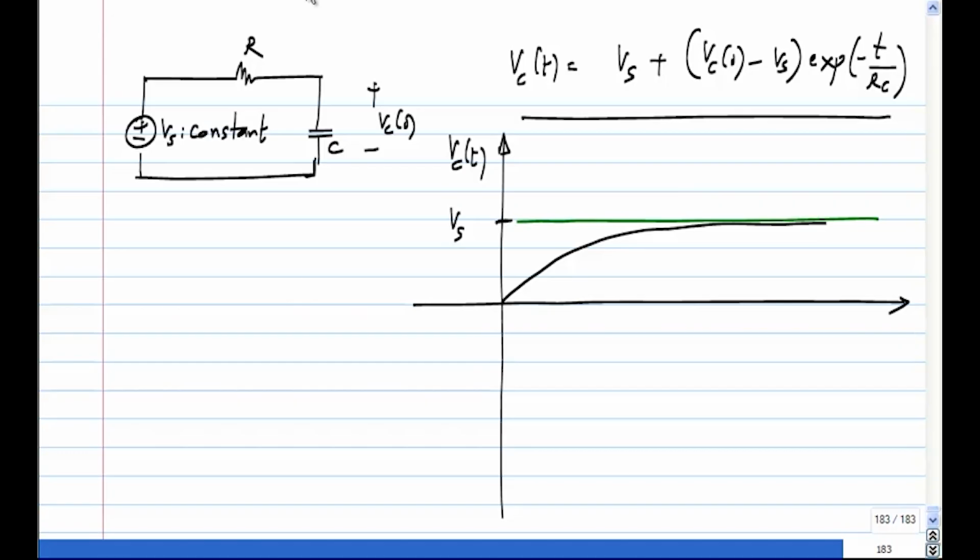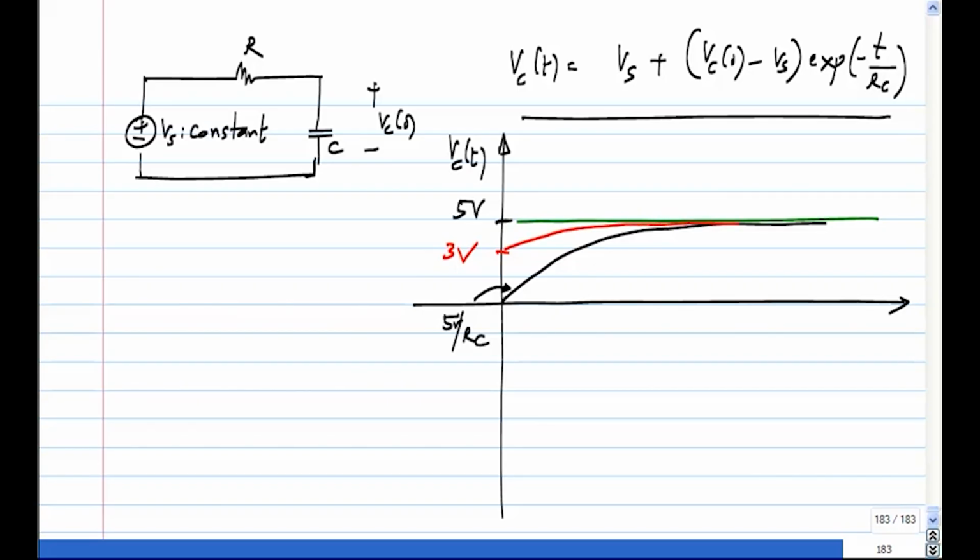And if you start from some middle value, let me put numbers here. Let me call this 5 volts. So, the initial slope here is 5 volts by Rc. And let's say it starts from 3 volts. What happens in that case? It will still go to 5 volts. But what will be the initial slope? Will it be the same? It will not be.